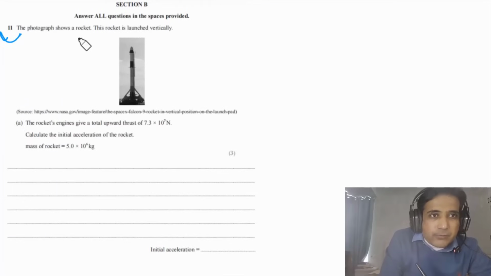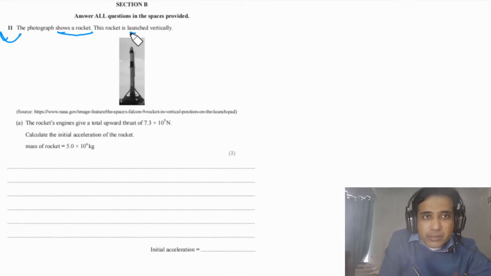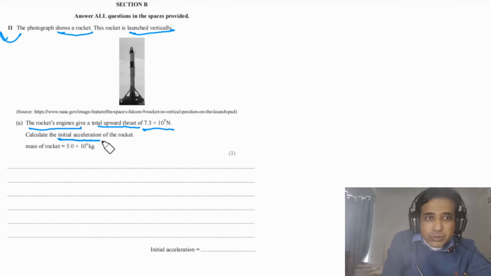Question 11 says the photograph shows a rocket. The rocket is launched vertically. The rocket's engines give a total upward thrust of 7.3 times 10 to 7 newtons. Calculate the initial acceleration of the rocket, and the mass of the rocket is given to us.